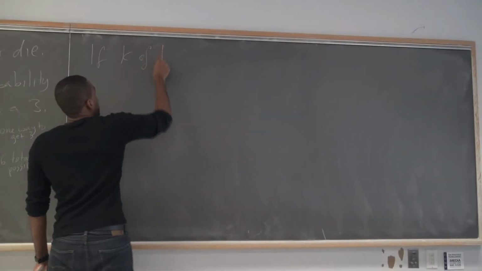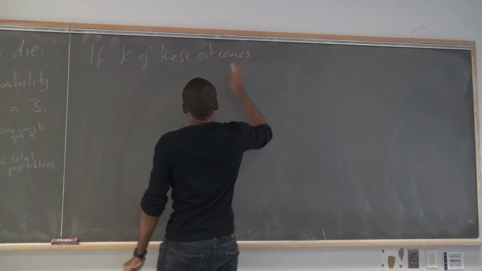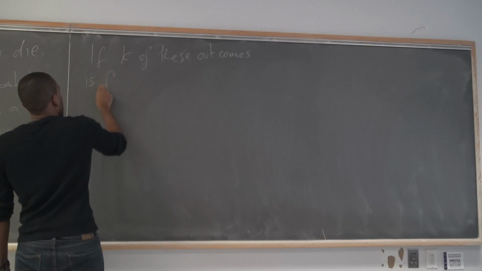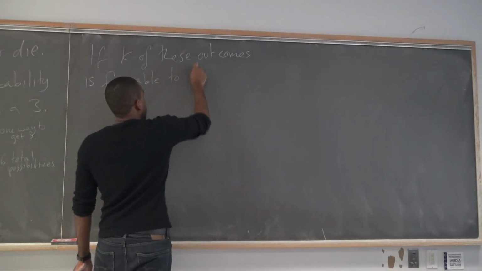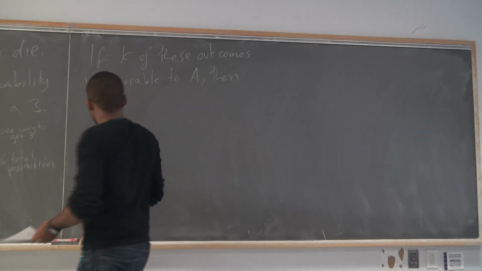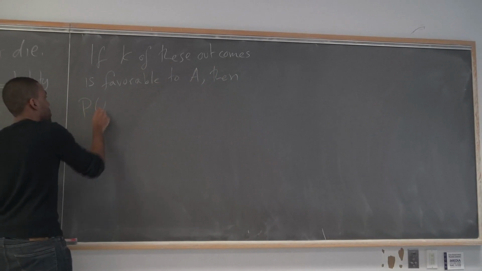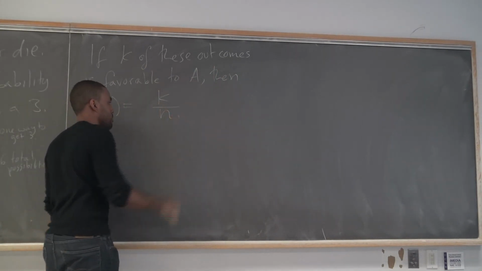If event A consists of K of these outcomes, then the probability of A is equal to K over N.